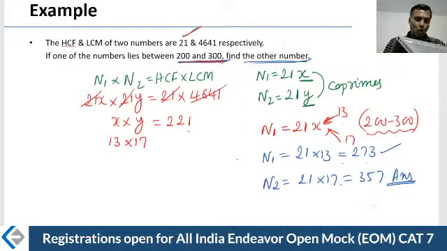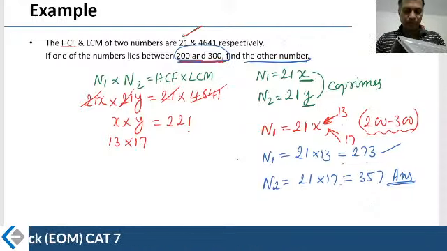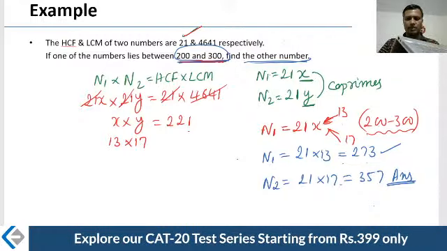I am telling you that one number lies between this. He is not saying which is that number. If one number lies between this, what is the other number? This is how the questions come in the exam. Some simple questions come in the exam in this fashion. Therefore, you would say that the other number is nothing but 357. All right, there we go. We'll go to the next one.